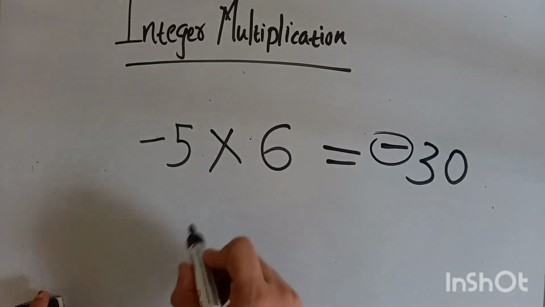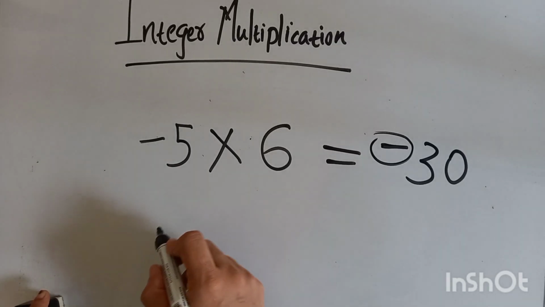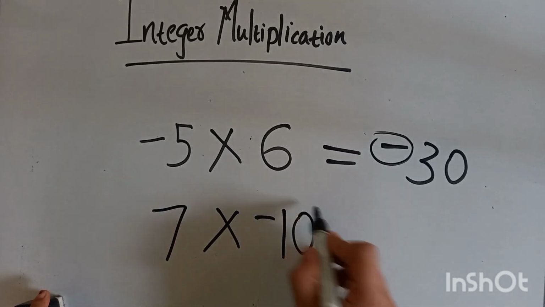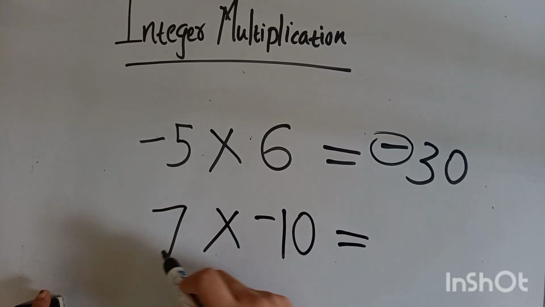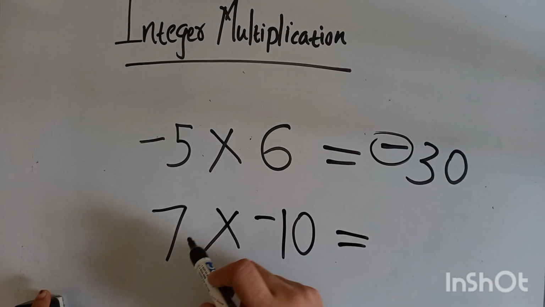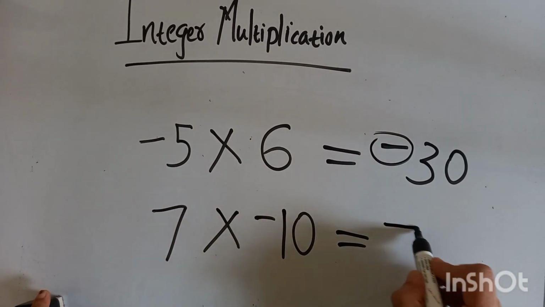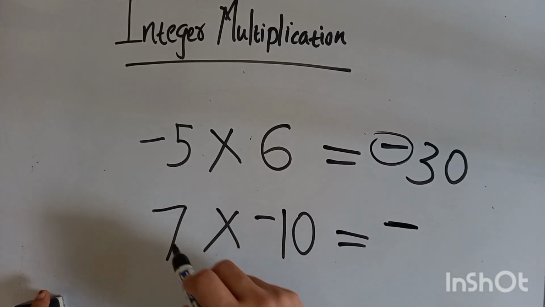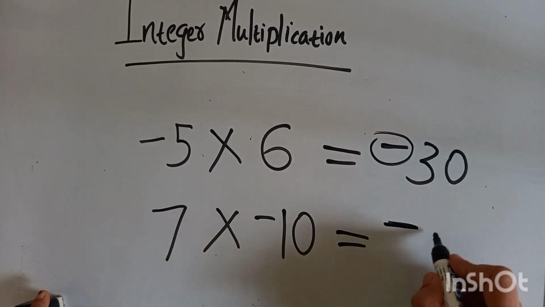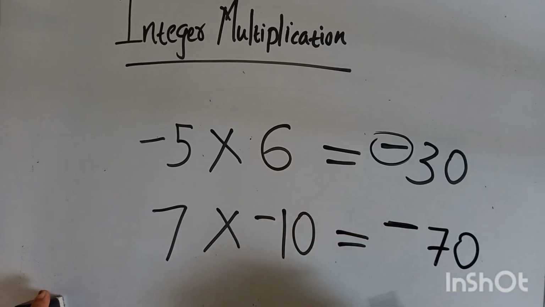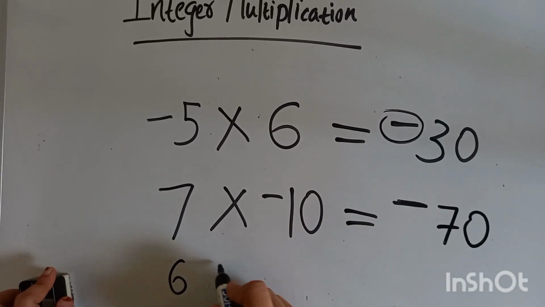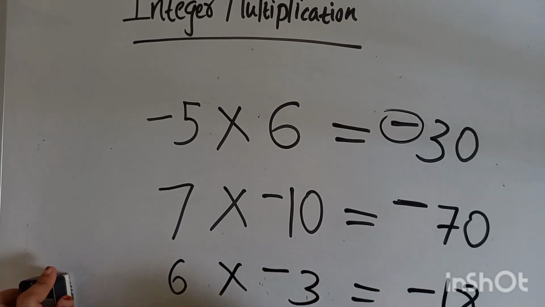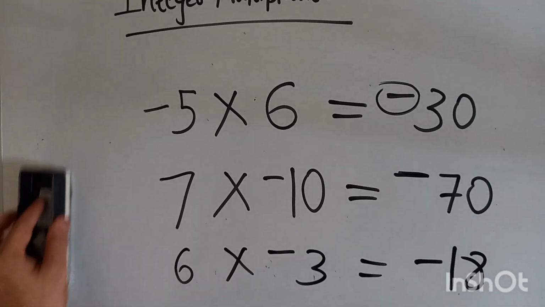Just keep in mind that the answer will be negative if you are multiplying two integers of different sign. Similarly, we can take one more example. The first number is 7, second number is negative 10. Here also you can see one is positive and the other is negative. And you are multiplying these two integers, the answer will be negative because they are integers of different sign. Now for the answer, you just multiply 7 into 10, it will be 70, so negative 70. Similarly, 6 into negative 3, the answer will be negative 18. Like that it goes on.